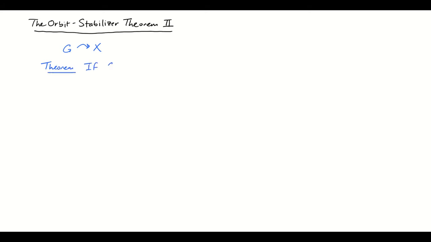If G is finite, and X is any element of our set, the set being acted on, then the size of the orbit of X times the size of the stabilizer of X, and we'll just assume that all stabilizers are in G this time, that product is equal to the order of the group G. And in this video, we're going to prove it.